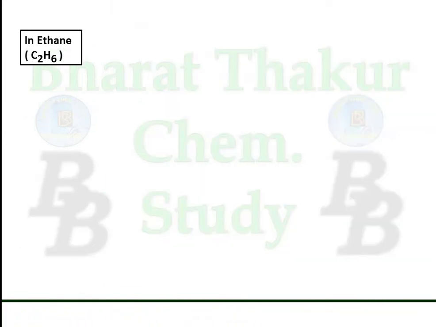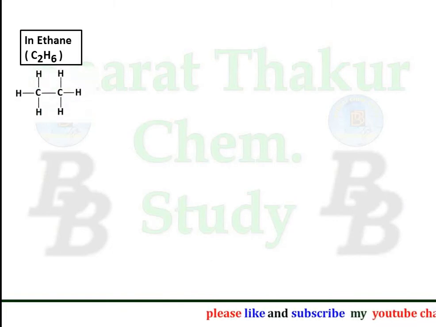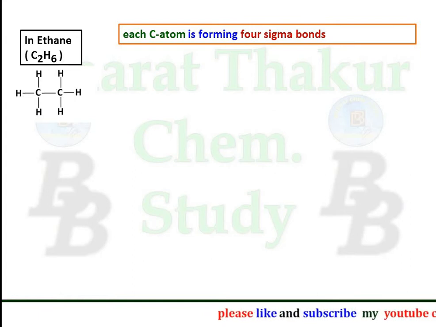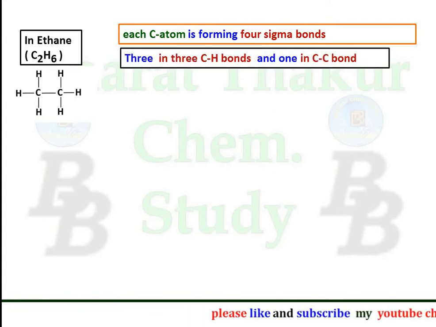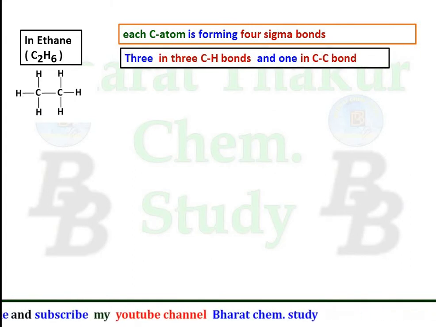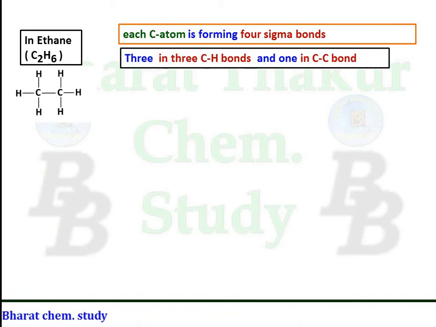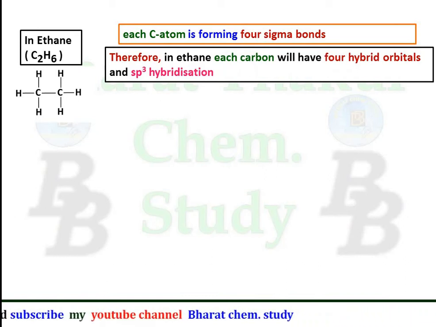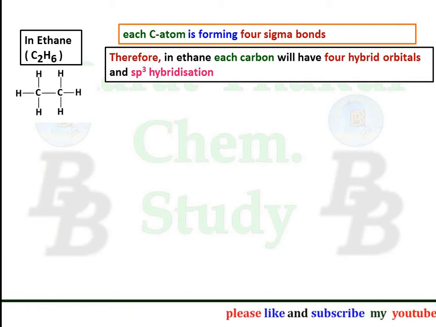In ethane, having the formula C2H6 and the structure represented like this, it is clear from the structure that in ethane each carbon is forming 4 sigma bonds: 3 sigma bonds in 3 CH bonds, and 1 sigma bond from the carbon-carbon single bond. And therefore in ethane each carbon will have 4 hybrid orbitals and the hybridization will be sp3.